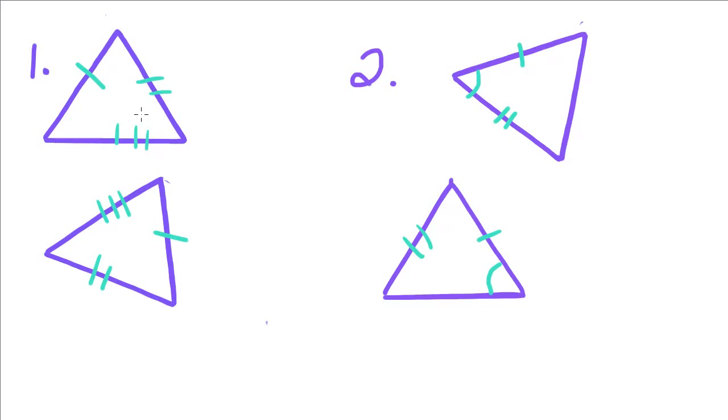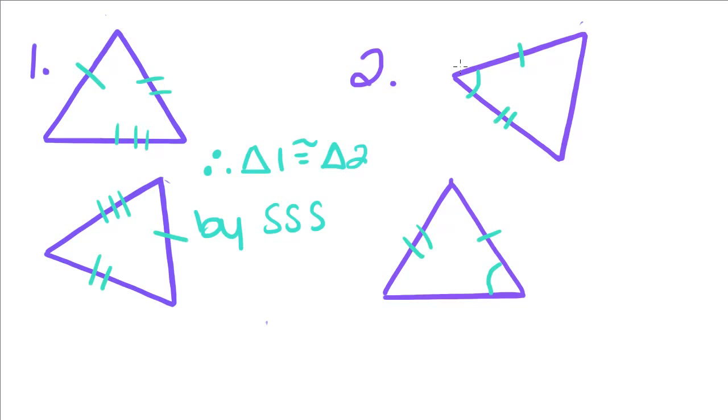So first we have these two triangles. And I have this side congruent to this side, congruent to this side, and these two sides congruent. So therefore, triangle 1 is congruent to triangle 2 by side, side, side.